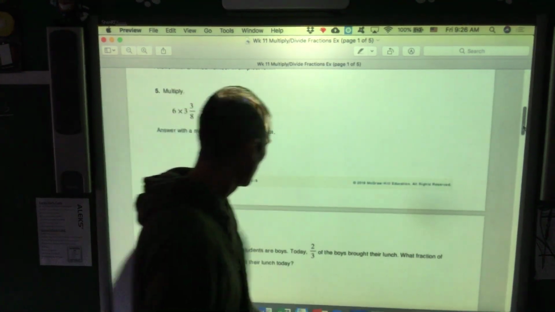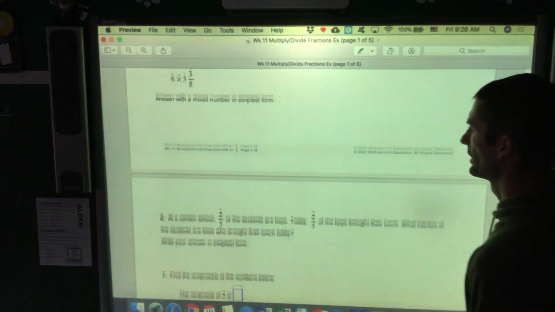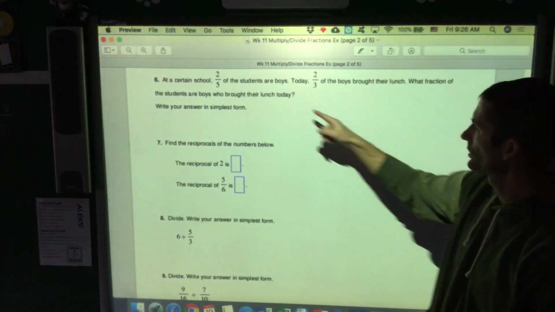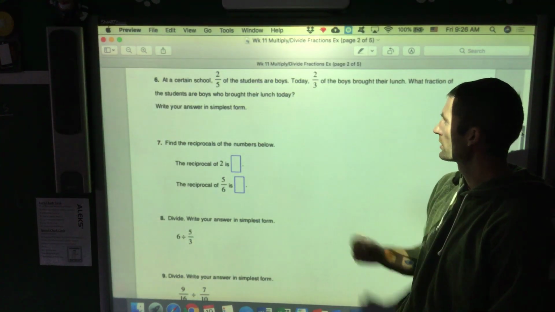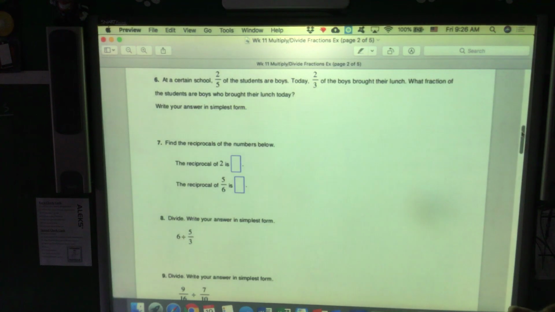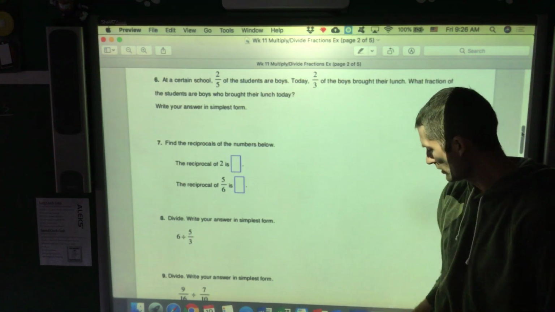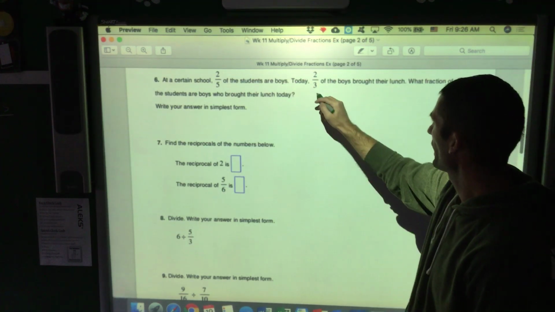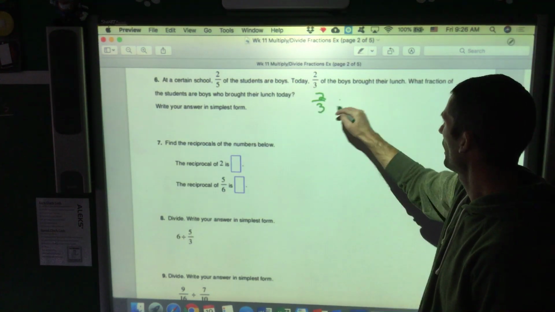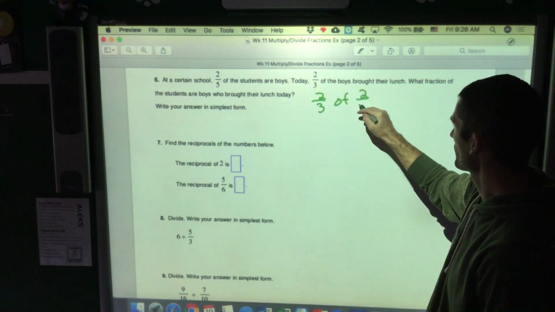Just going along with multiplication, we're just going to do multiplying. At a certain school, 2/5 of the students are boys. Today, 2/3 of the boys brought their lunch. What fraction of the students are boys who brought their lunch today? So we know it's going to be less than 2/5 and less than 2/3. So I want to figure out what 2/3 of 2/5 is.